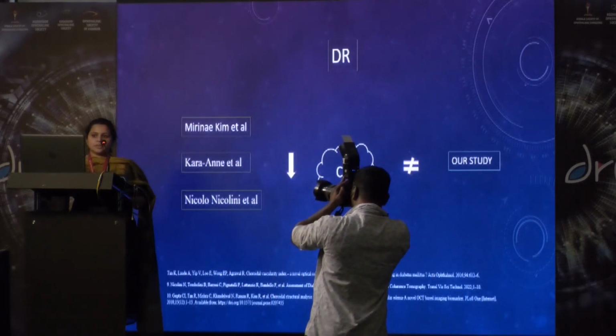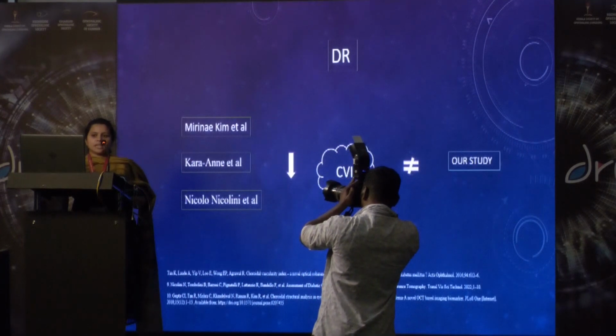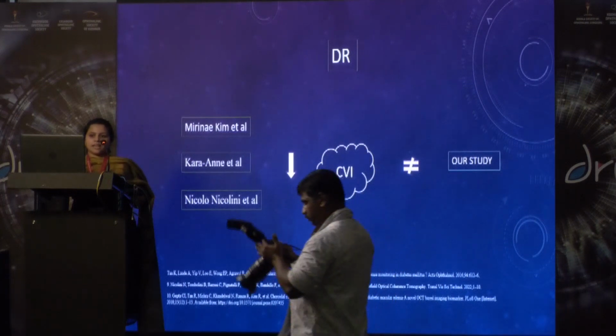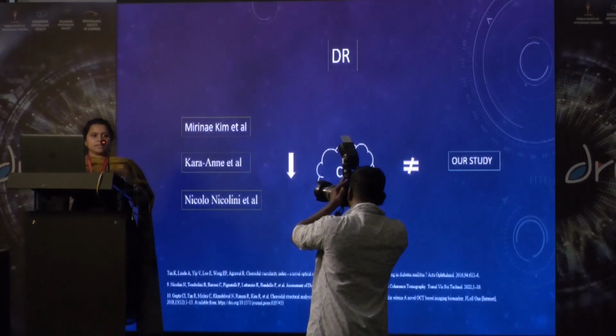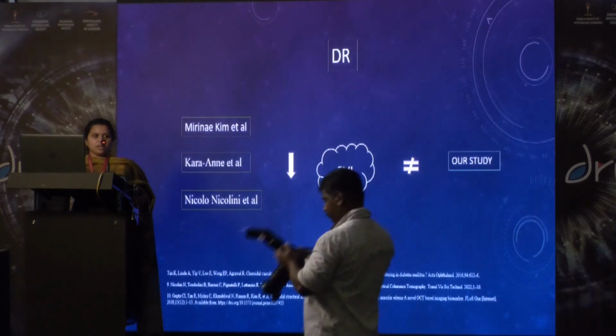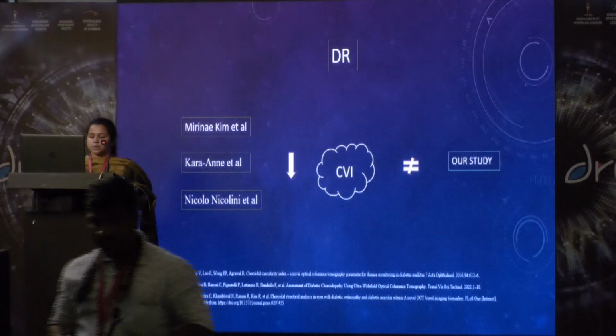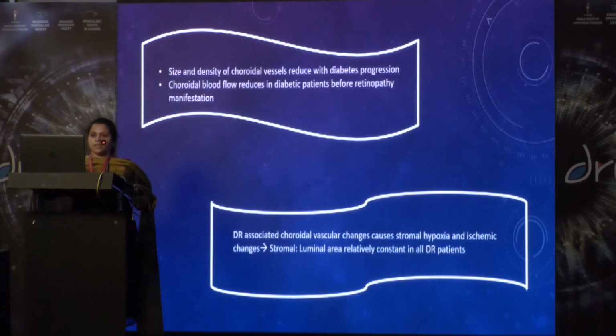On studying the different grades of diabetic retinopathy, Mirani Kim et al., Kara et al., and Nicolini et al. found that the CVI decreases with the progression of diabetic retinopathy, but no such association was found by us. So all these authors propose that the size and density of the choroidal vessels and the choroidal blood flow decrease with the development of diabetic retinopathy and with the progression of disease, but no such association was found by us.